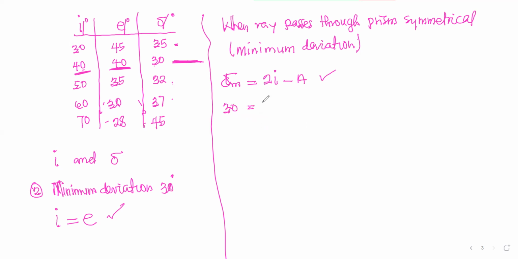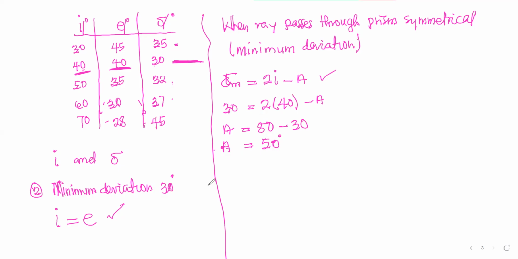So the minimum deviation is 30, which is equal to 2 times the angle of incidence at this value of minimum deviation, which is 40, minus A. 2 times 40 is 80, minus 30, we have an angle of 50 degrees. This is the refracting angle of the prism. And a lot of you got this correct.